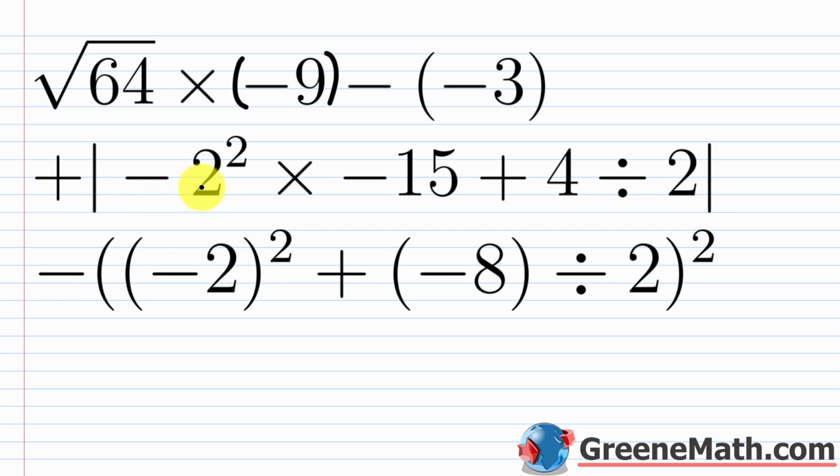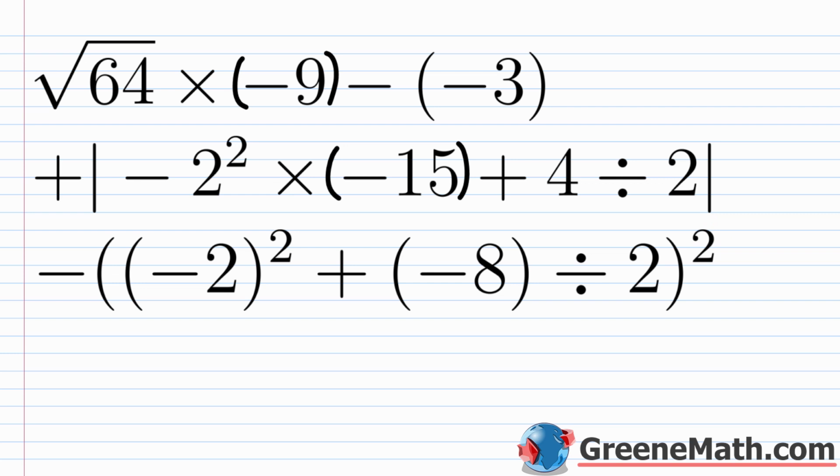So we have the negative of 2 squared. So notice this negative here is not wrapped inside of parentheses. Then times negative 15, and then plus 4, and then divided by 2. I'm going to wrap this also for clarity. And then down here we have minus, and then we have these parentheses here. So you have negative 2. Notice this one's wrapped, being squared, plus negative 8 divided by 2, and this is squared.